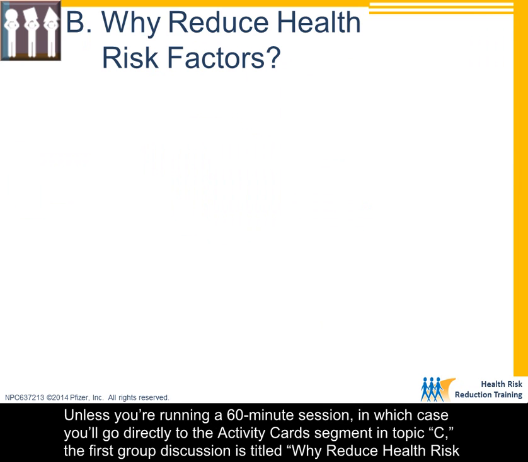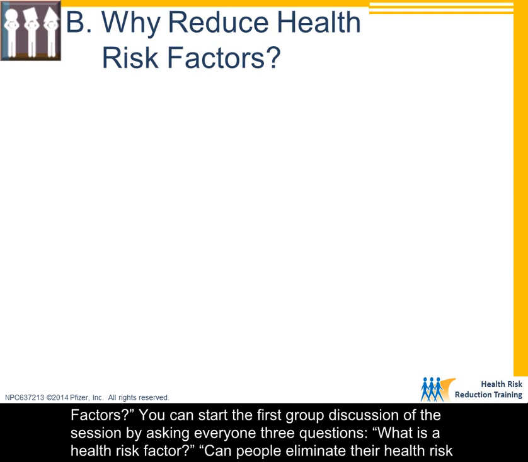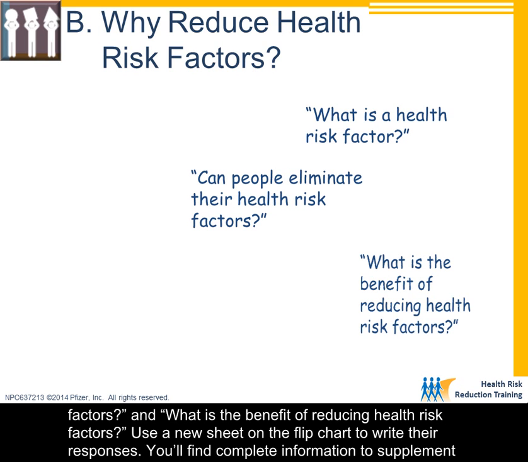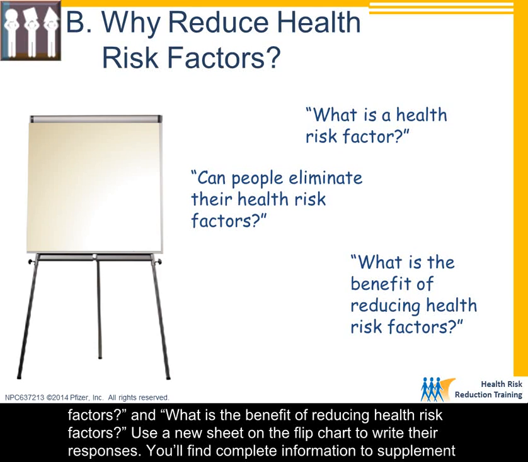Unless you're running a 60-minute session, in which case you'll go directly to the activity cards segment in Topic C, the first group discussion is titled, Why Reduce Health Risk Factors? You can start the first group discussion of the session by asking everyone 3 questions. What is a health risk factor? Can people eliminate their health risk factors? And what is the benefit of reducing health risk factors? Use a new sheet on the flip chart to write their responses.